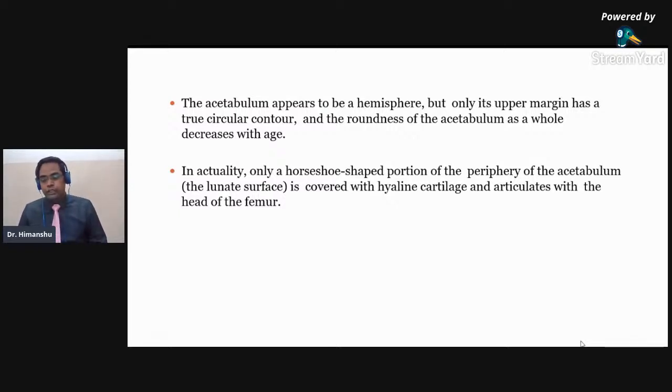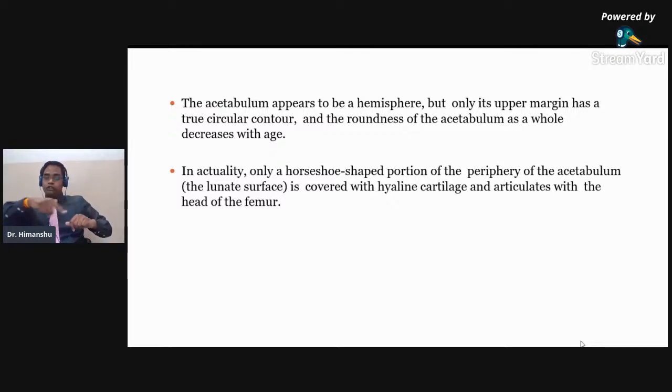That is because of the ossification that occurs with age. All right, this is again an important point that I'll be telling you. In actuality, only a horseshoe-shaped portion of the periphery of the acetabulum, that is the lunate surface, is covered with hyaline cartilage and is involved in the articulation with the movement. It's not the whole acetabulum that contributes in the movement of the hip joint.